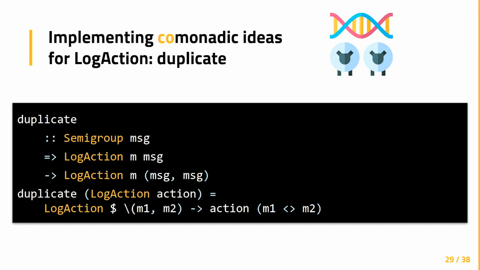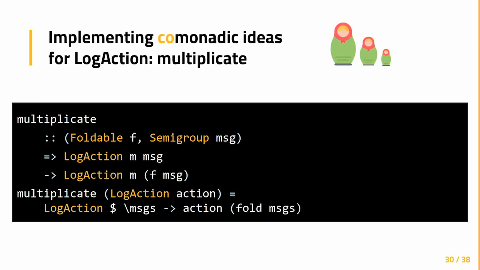But again, why stop at two messages if we can have any number of messages from 0 to infinite lists? So we can implement this multiplicate function, which constructs log actions that can handle any foldable of messages. It's the same as the duplicate, but we have a foldable of messages, which can be maybe or list. And then we can just fold those messages into a single one and log them all at once.